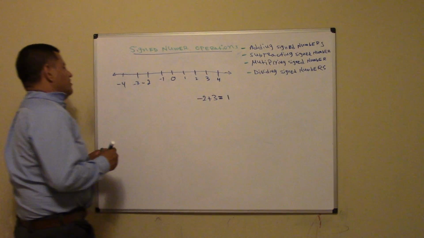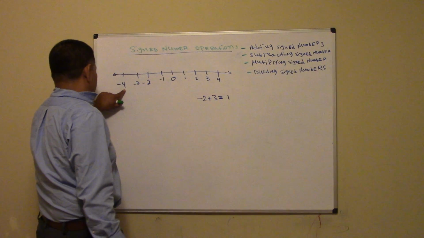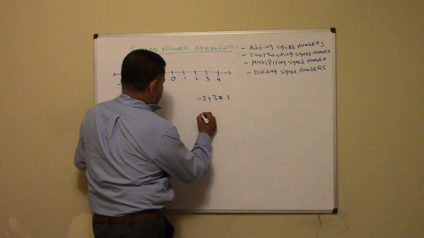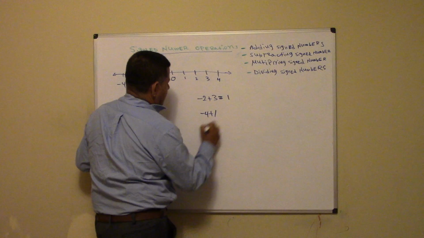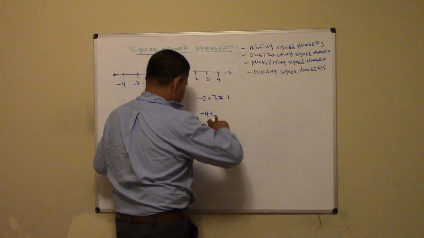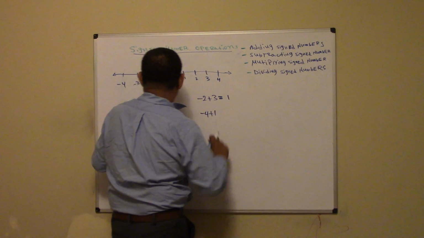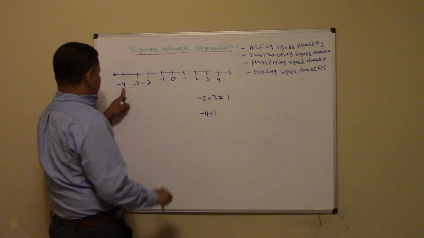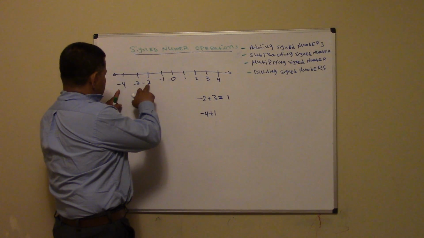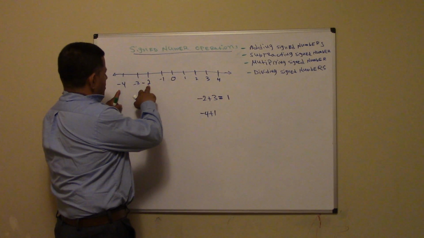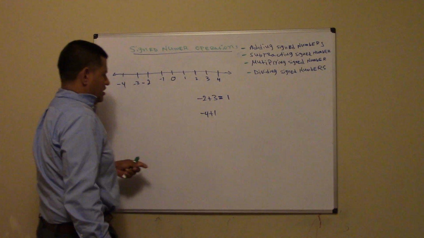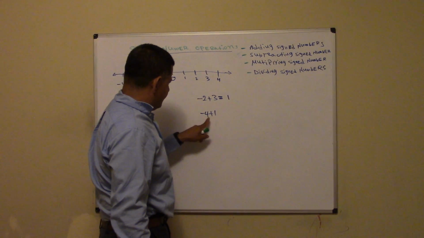So let's do another one. Let's say that you want to do negative 4 plus 1, right? Well, where is negative 4? Negative 4 is right here, right? So you go 1, 2, 3, 4, 5 units. Of course, it is 5, right?